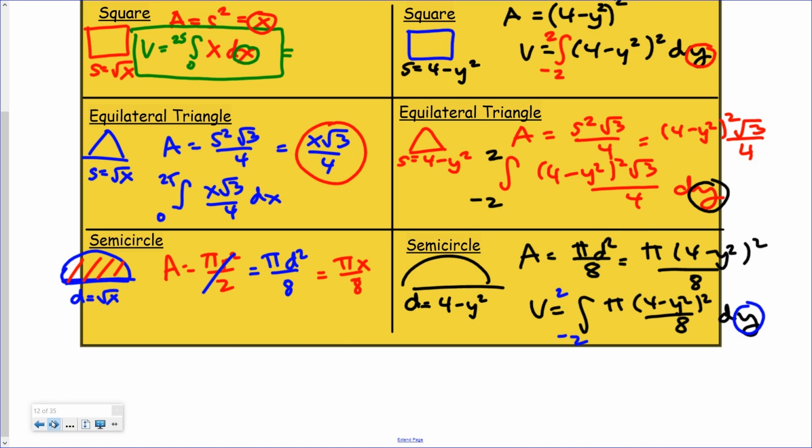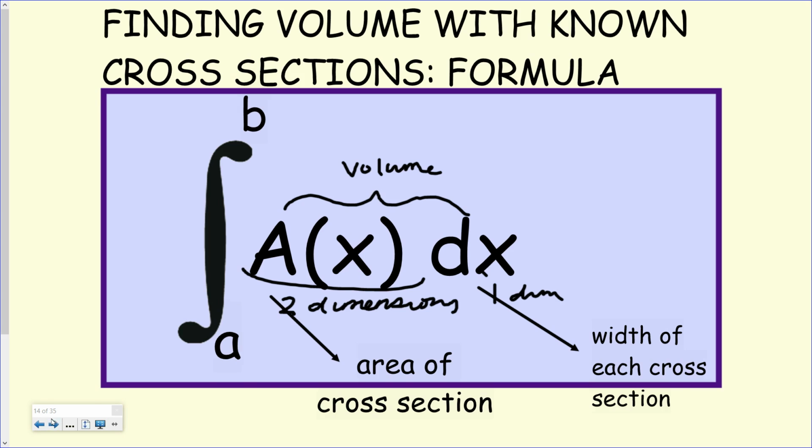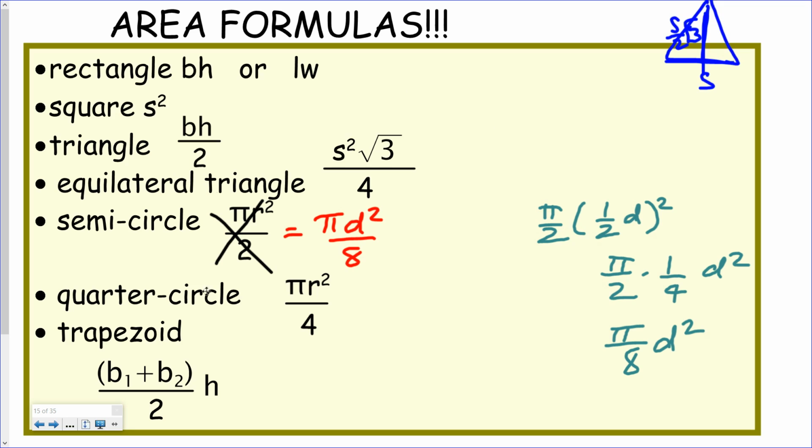I need to show you guys some formulas. These are formulas you need to know, and they're pretty easy: rectangle, square. Sometimes if it's a right triangle, if you know the height, you'll use BH over 2. If it's an equilateral triangle, you'll want to use this. Semicircle, you would use this. Guys, if it's a quarter circle, you will go back to radius. Does that make sense? Because think about it, if you put a quarter circle, it's not a diameter length anymore. It's going to be radius, okay? And then trapezoid, there's a formula there, okay?